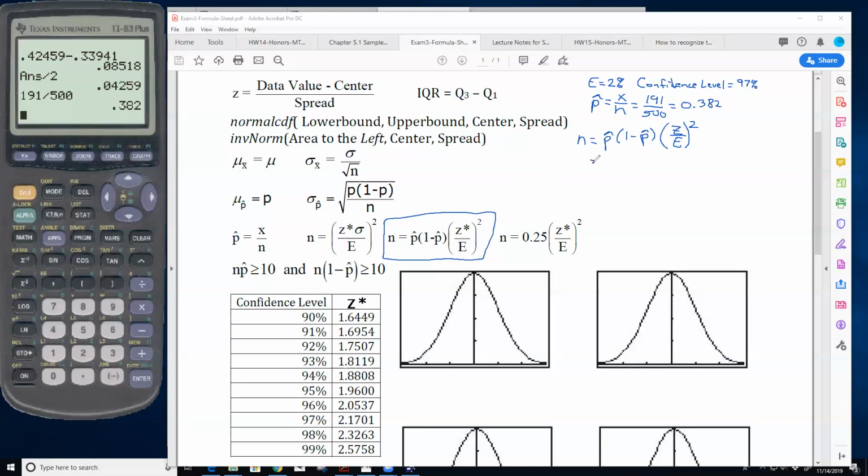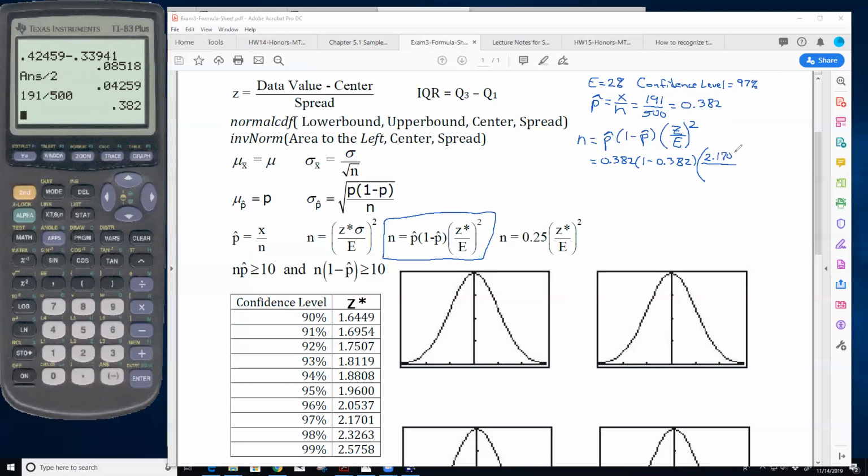All right, so let's put in our p-hat, 0.382. And once again, you're expected to show this work that I'm showing you. And then we'll do a 1 minus 0.382, and a parenthesis, put that there. Now let's look up this critical value. Now, if our confidence level is 97%, what will this be? Well, let's see. That would be 2.1701. That's easy, just looking it up.